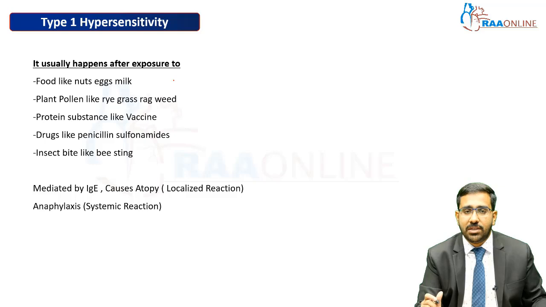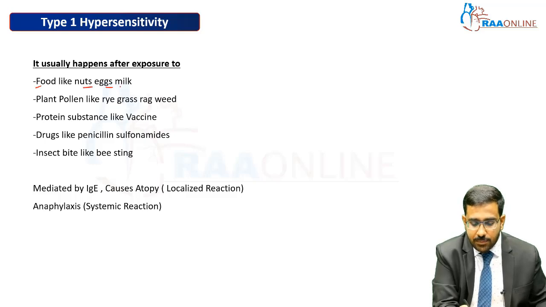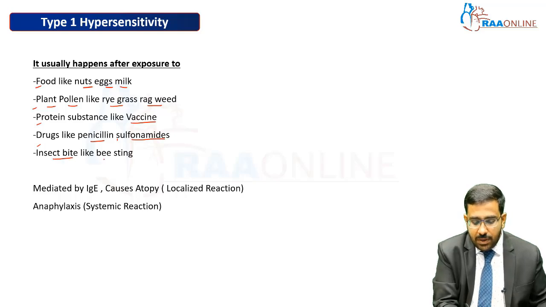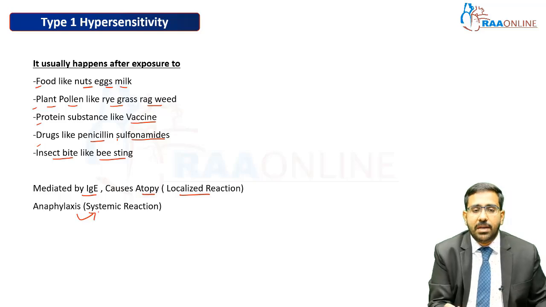Here there is going to be an injurious consequence in the sensitized host following subsequent exposure to the particular antigen. The antigen can be a result of exposure to food like nuts, egg and milk, plant pollen like ryegrass and ragweed, any protein substance like vaccine, any drugs like penicillin or sulfonamide, and insect bites like bee sting or ant sting. It is mediated by immunoglobulin E, and it's going to cause atopy. It's a localized reaction, and if it is systemic, it's called anaphylaxis, which is a systemic type 1 hypersensitivity.